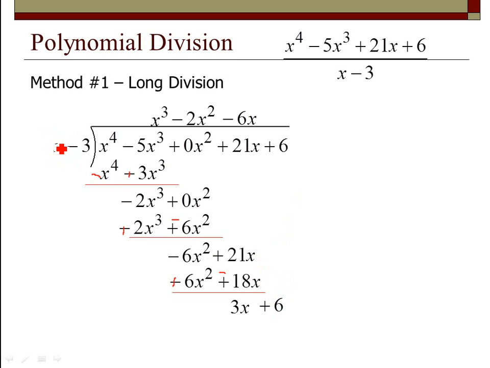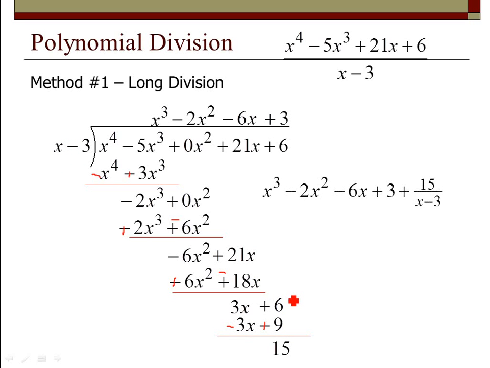Multiply this one by 3. And then I get 3x minus 9. Again, we'll change our signs. 6 plus 9 is 15. And that's my remainder. When we have our remainders, we're going to write them as a fraction. So it's 15 over x minus 3. Now, some of you will choose to do this method, which is fine. But it does take up more space than the other method.